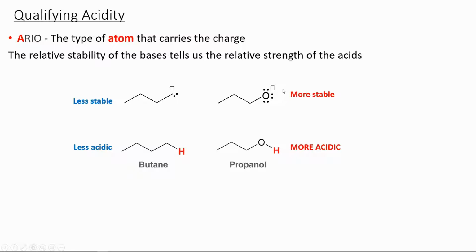Since the propanol anion is going to be more stable than the butane anion, then propanol is going to be more acidic than butane. And this is directly comparing the electronegativity of the oxygen compared to the electronegativity of the carbon.